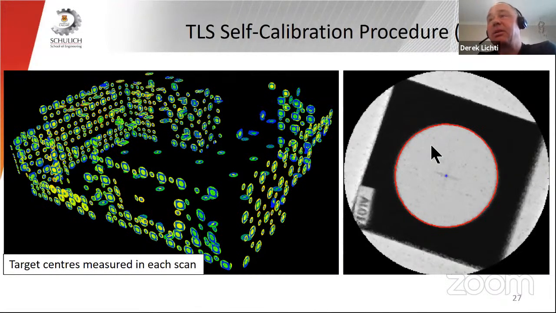And we might do that with some sort of model-based procedure so as to find the center. And what we're after are the center coordinates there, the spherical coordinates of range and the two deflection angles. And once we have those observations from each target in each scan, we can perform a grand sort of self-calibrating adjustment to determine the calibration parameters.